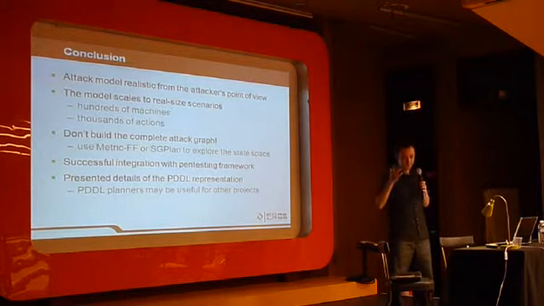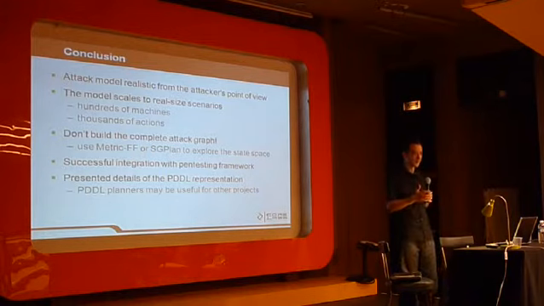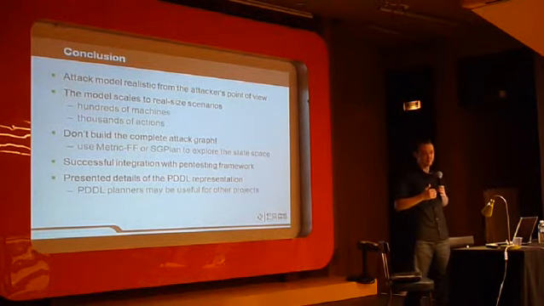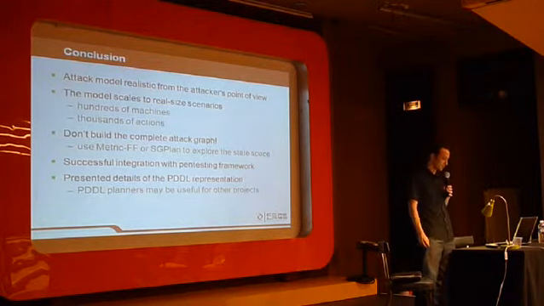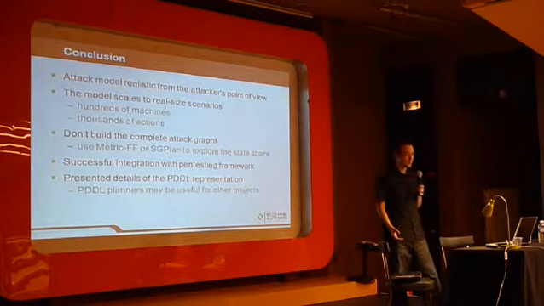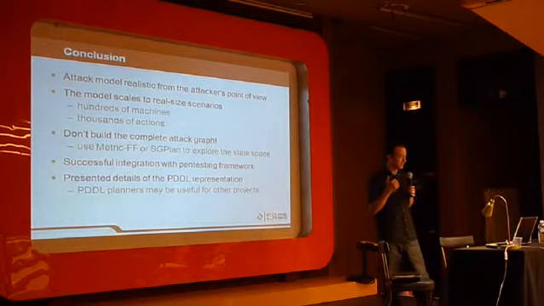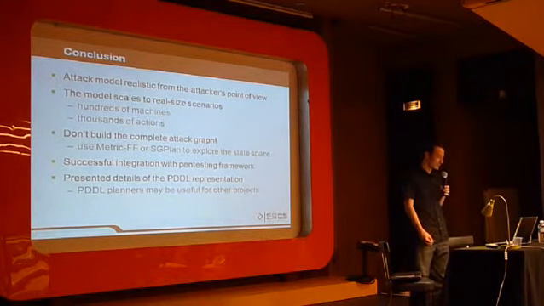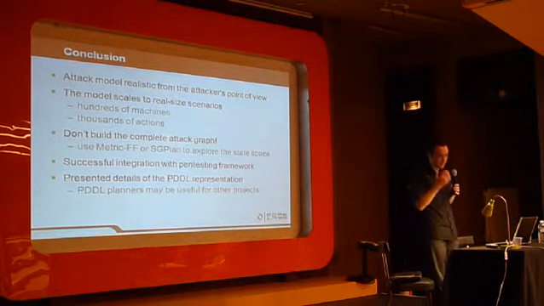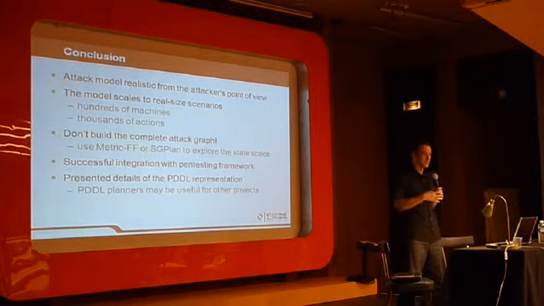And so this model, I told you, is already quite some years old. And now we really have proven that it scales to real-time scenarios. We can use it with networks with hundreds of machines and having several thousand actions in our toolbox. Another important conclusion is to abandon the idea of building the complete attack graph and use intelligent techniques to explore the attack state space. The ones that we have presented as well are metric effort and FGPlan. And we have successfully integrated that with Impact.